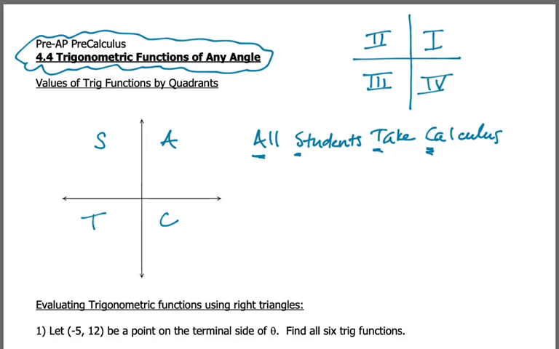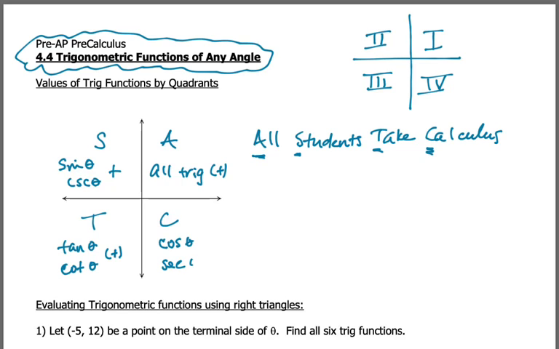So what those stand for is all trig functions are going to be positive in this quadrant. And then in the second quadrant, sine and its reciprocal cosecant are going to be positive. In the third quadrant, tangent and its reciprocal cotangent will be positive. And then in the fourth quadrant, cosine and its reciprocal secant will be positive.